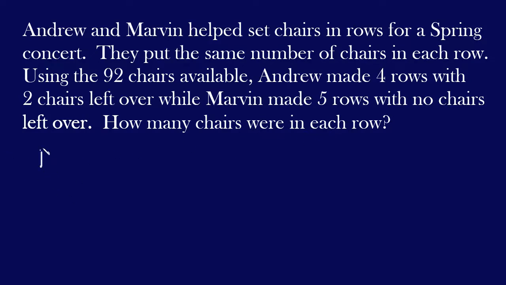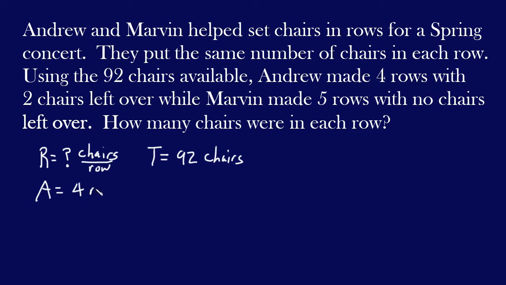So the rate is equal to question mark, because that's what we're solving for, and that's chairs per row. And then now we can go through and try to translate each of these sentences. Going to this third sentence, it says using the 92 chairs available. So that tells us there was a total of 92 chairs. And then it said Andrew made 4 rows. So we'll say over here, Andrew, he made 4 rows.